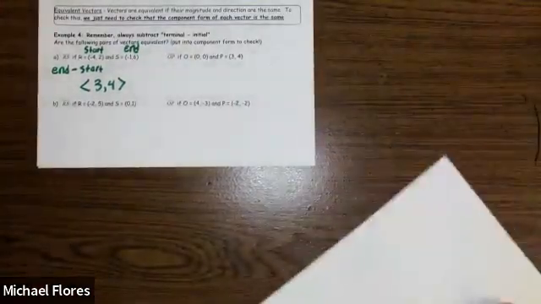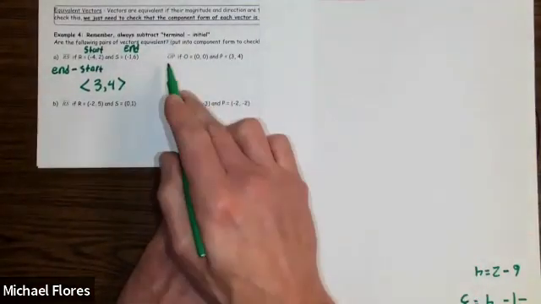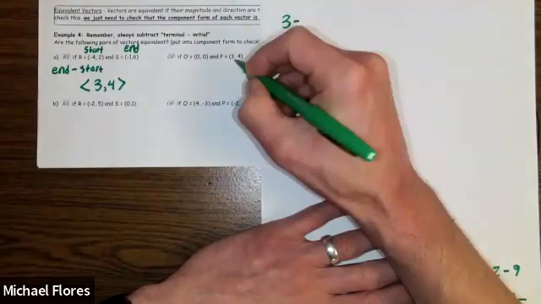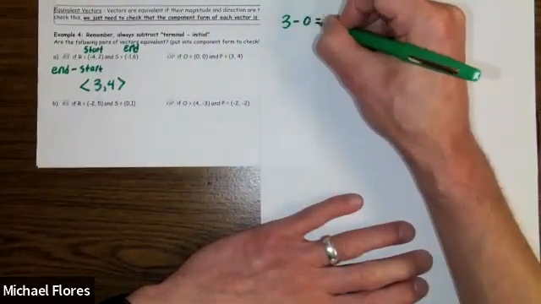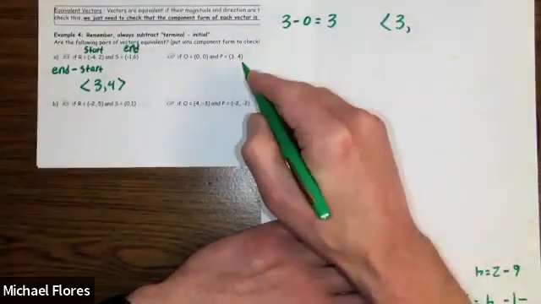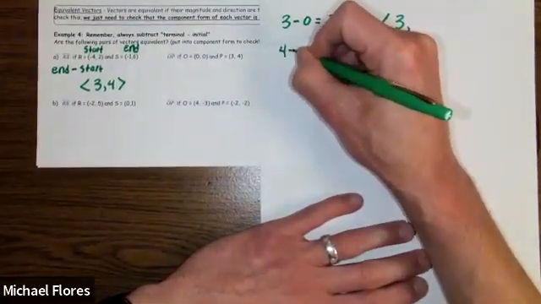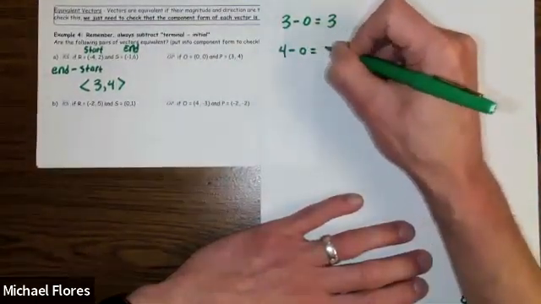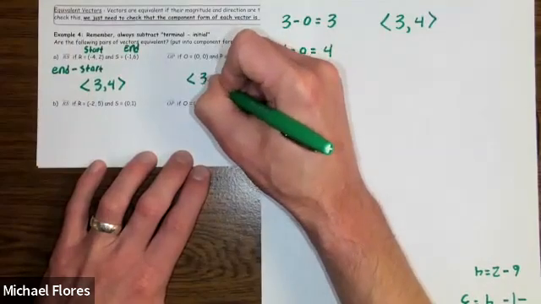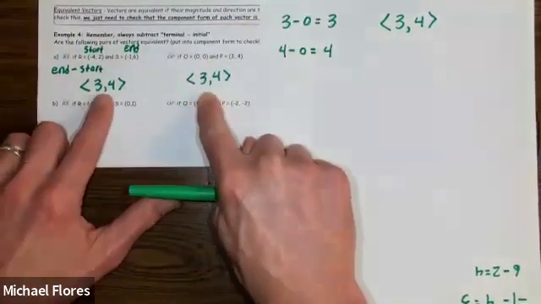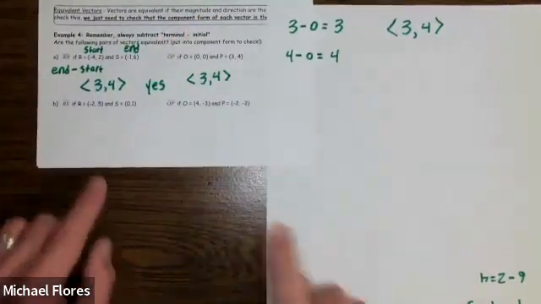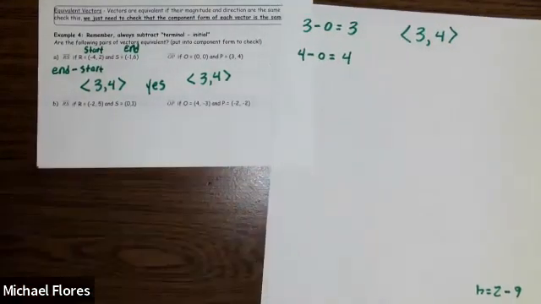Now let's do the same process, but this time we're going to compare our data with vector OP. The end is 3 minus the beginning x value of 0. Our end y value is 4 minus the beginning y value of 0. Since we have the exact same component vectors, yes, these are equivalent. Why don't you practice this next one on your own and see what you get?